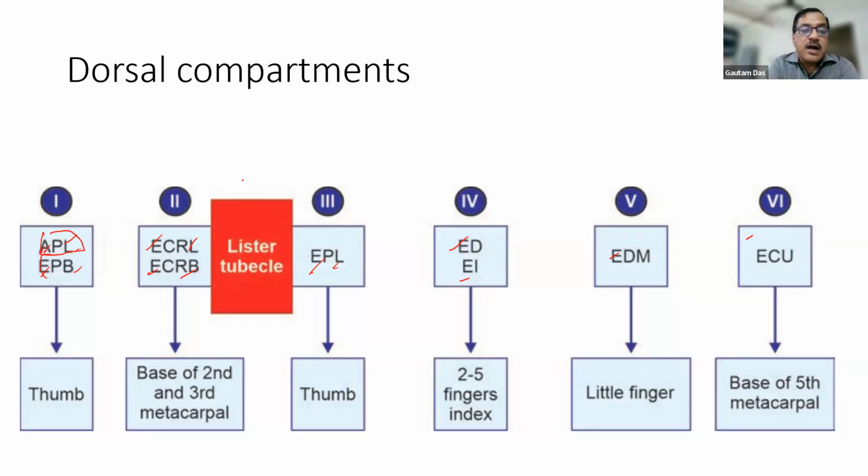and they are on one side of the Lister's tubercle. So Lister's tubercle is a bony prominence over the radius and easily palpable. That is a landmark from where you should start. One side will be compartment 2, another side will be compartment 3. And in compartment 3, the tendon is your extensor pollicis longus. Compartment 4, extensor digitorum and below that, extensor indicis. Then your extensor digiti minimi and extensor carpi ulnaris.